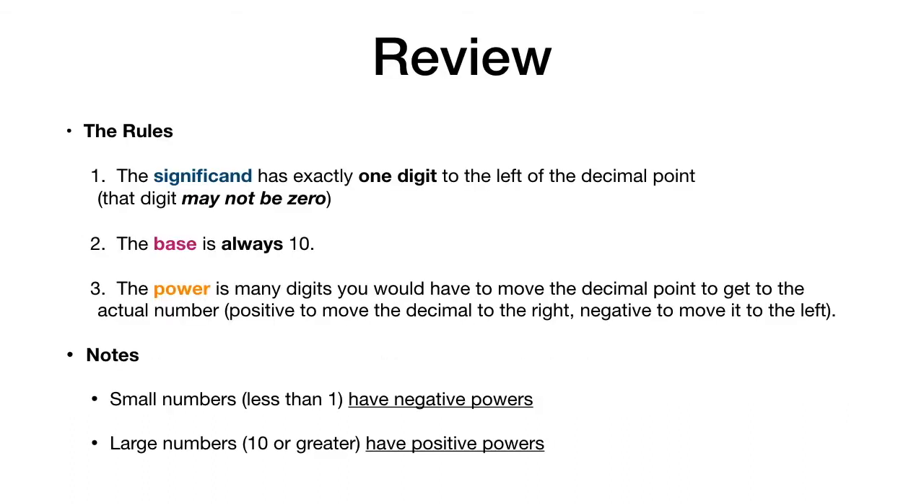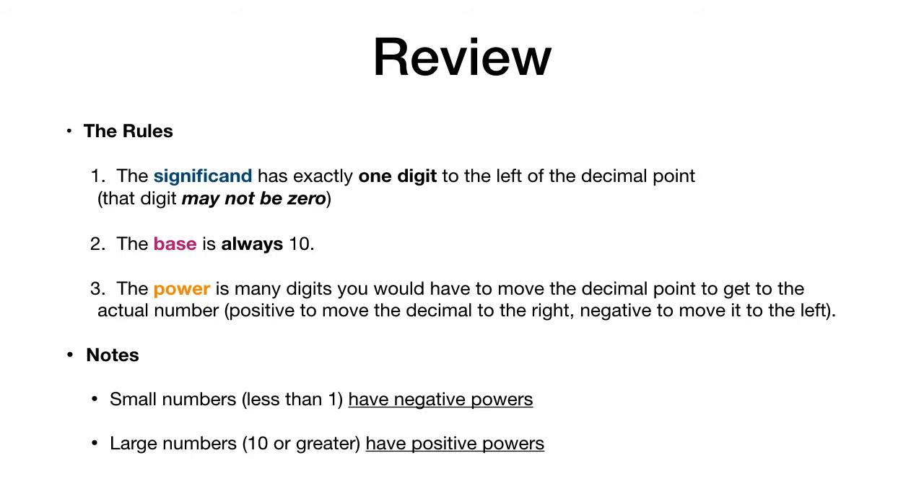So, as a review, the significand has exactly one digit to the left of the decimal point, and that digit may not be zero. The base is always 10, and the power is how many digits you would have to move the decimal point to get the actual number. Positive powers move the decimal to the right, and negative powers move it to the left. So note that small numbers less than 1, or I should say between 0 and 1, have negative powers. And large numbers, 10 or greater, have positive powers. If it's between 1 and 10, then it would have a 0 power.